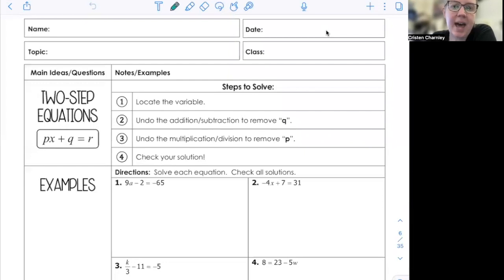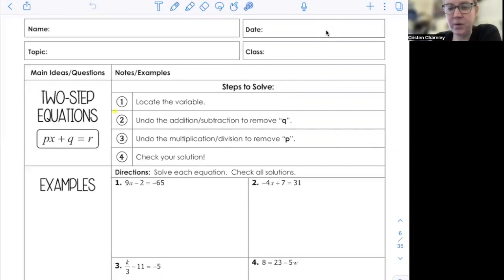Today, we are going to look at two-step equations, and we are going to solve those equations. We're going to undo those steps in the order of operations and figure out what that variable is, that missing value. So this is page 5 in the Unit 3 packet. So those steps to solve.